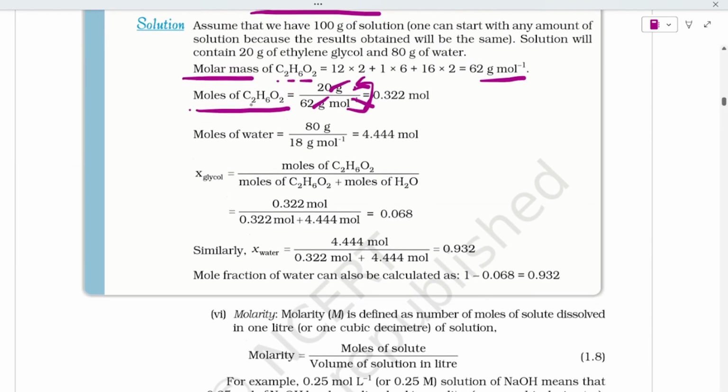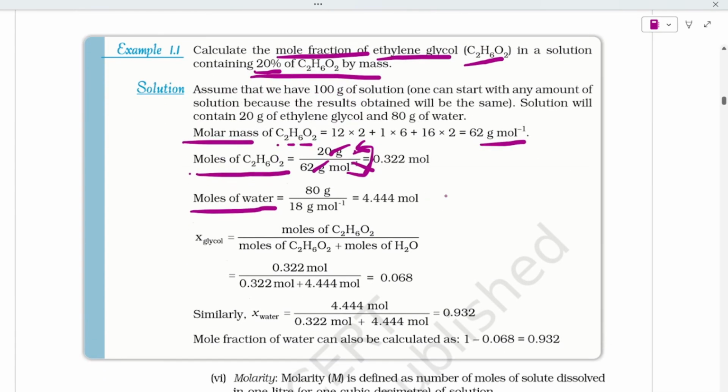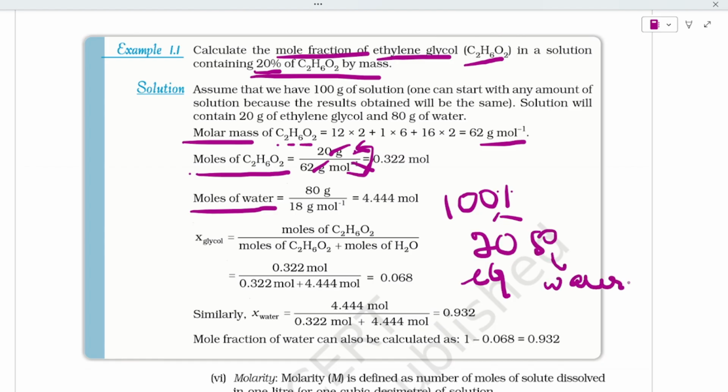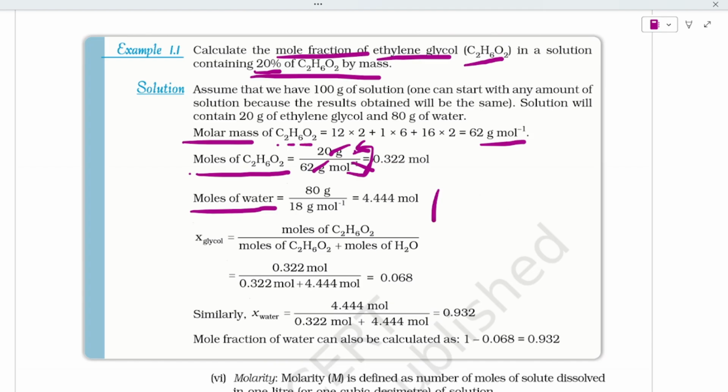Okay, now if you say moles of water, that is 80 gram, because in a solution it will be 100 percentage, right? In which 20% is ethylene glycol, they have given. The rest remaining in 100 is 80, so we know that it is water. Now it is 18 gram per mole. If we calculate H2O, 1 into 2 plus 16, that is 2 plus 16, you get it as 18.